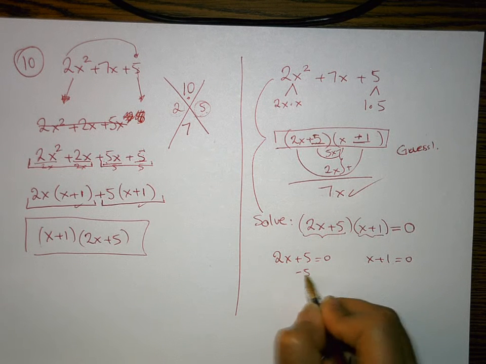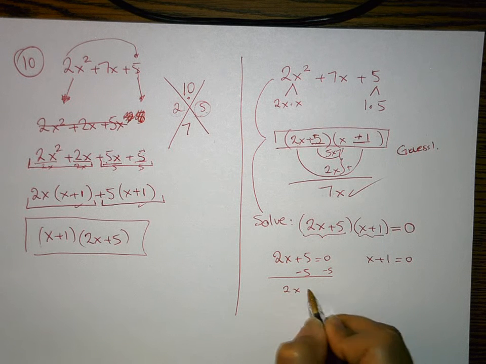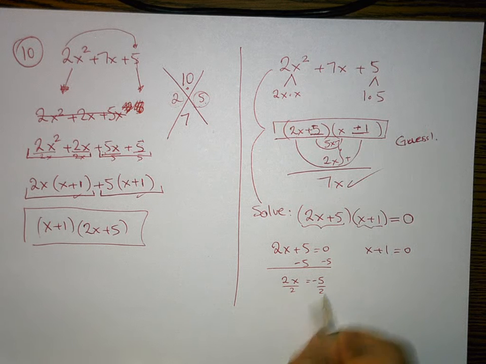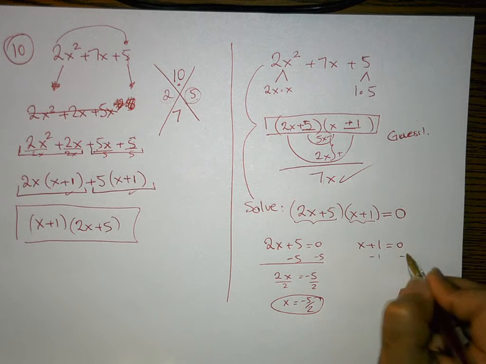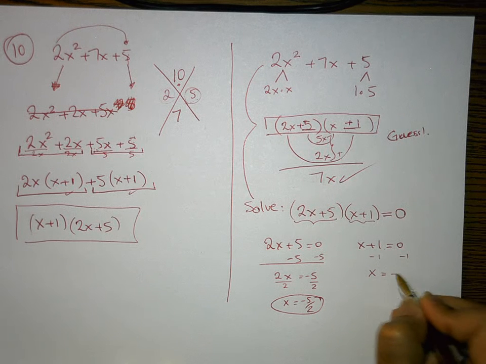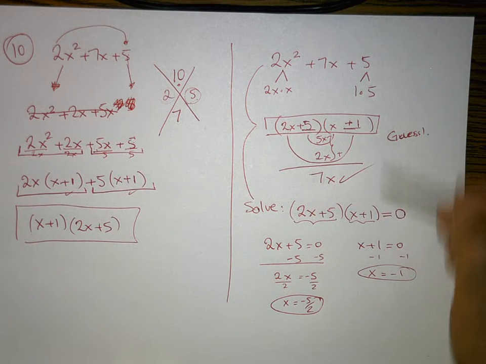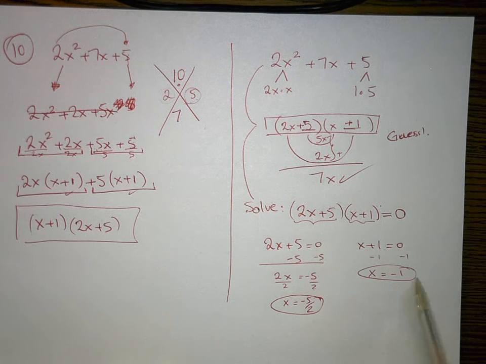Subtract 5 from both sides. I will have 2x equals negative 5, and then divide by 2, and we get x equals negative 5 over 2. There we go. And here we just need to subtract 1 from both sides, and we get x equals negative 1. There we go. Okay? So factoring was the hard work, but once you get the factors, you set each of them equal to 0, and you solve for x.